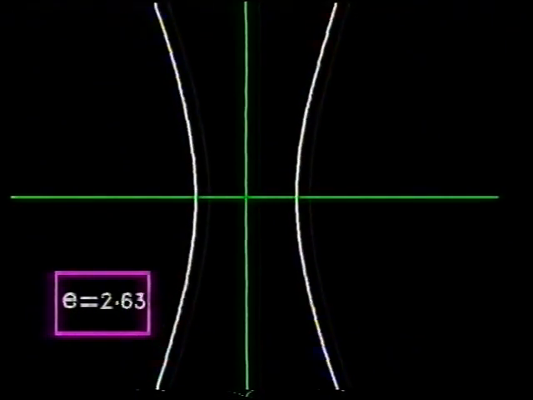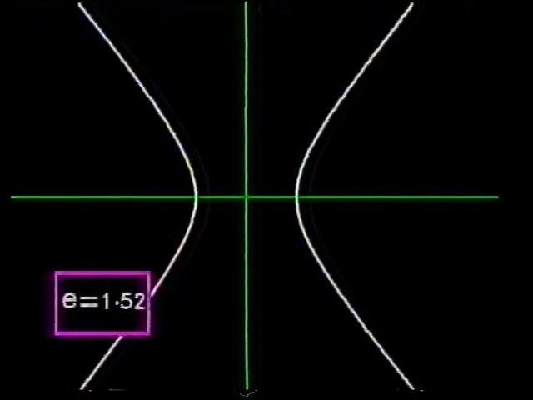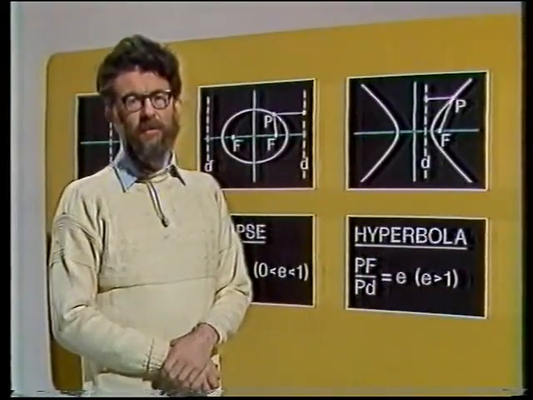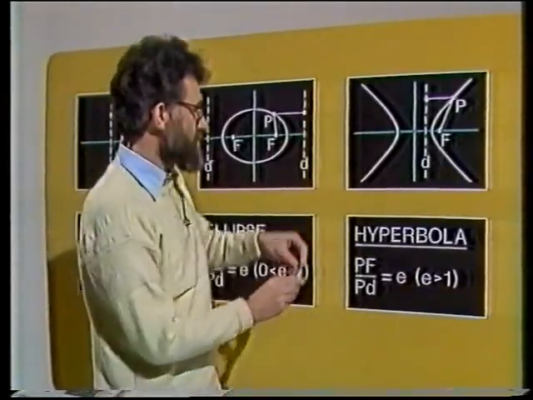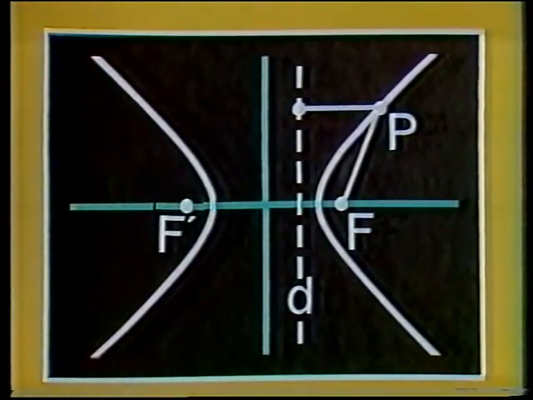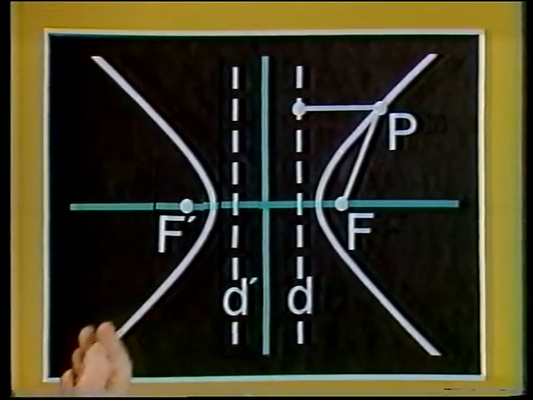And again, let's see what happens as we continuously change the eccentricity. So, as the eccentricity gets larger, the hyperbola gets wider. And as it approaches 1, the hyperbola becomes more narrow and squeezed about the x-axis. Just like the ellipse, the hyperbola also has a second focus and a second directrix because of the symmetry of the curve.